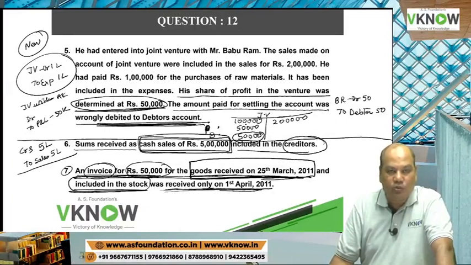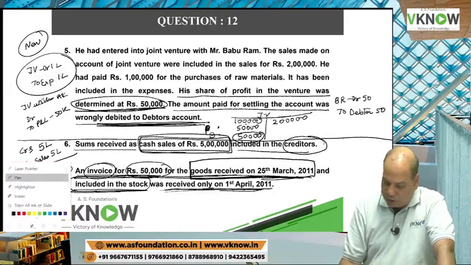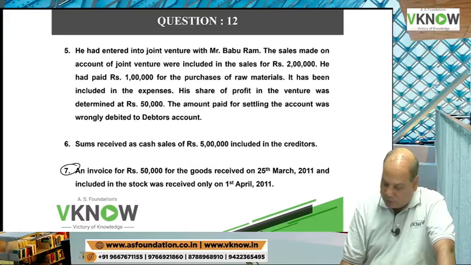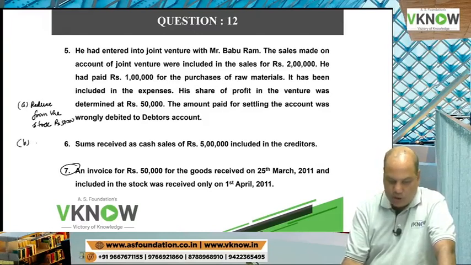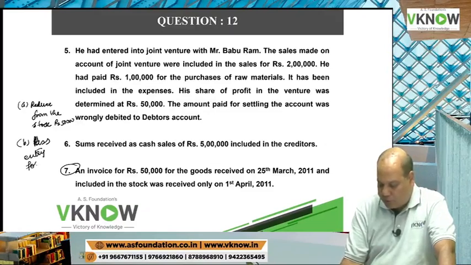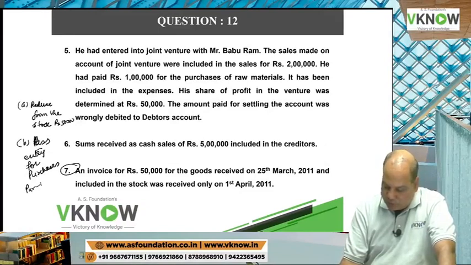So now we have two choices for this 7th number adjustment. One option is to reduce rupees 50,000 from the stock. The other option B is to pass an entry for purchases, because goods have been received. Purchase account debit to creditors account 50,000.